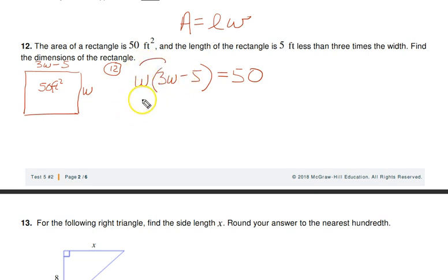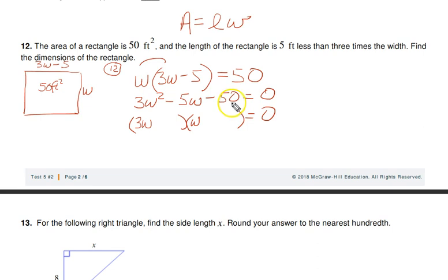Now we're going to multiply this. We get 3w squared minus 5w. Going to transpose that over. I get 50, negative 50, equals 0. It's now in standard form. So no common factors, so I have to factor it here. So this is going to be 3w there. I want to put a 3w there. I could have put a w, but I like it this way.